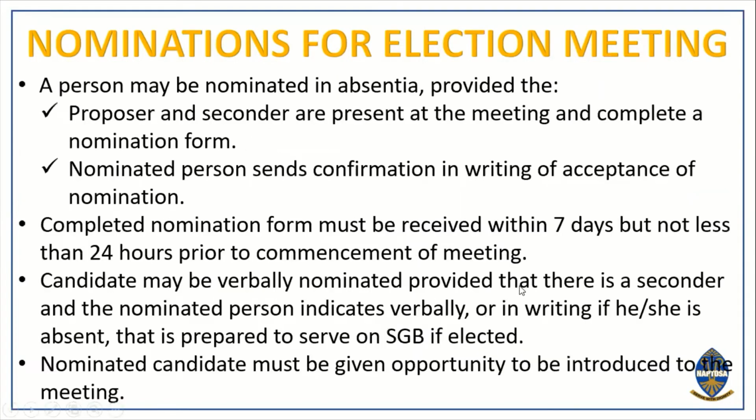no more nominations received. To be nominated in absence, the proposer and seconder must be present at the meeting and complete a nomination form, and the person nominated must confirm in writing. So let's say at the actual nomination and election meeting, a parent comes forward and says, I would like to nominate this parent, but this parent could not attend the meeting tonight. If the proposer and the seconder are both there, and they've already spoken to the nominated person, and that person has said in writing, I agree, I will allow myself to be nominated, then they can be nominated if they are absent.